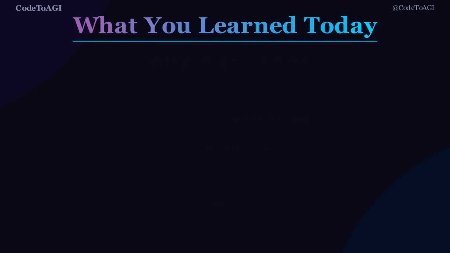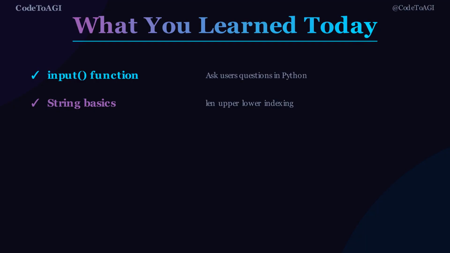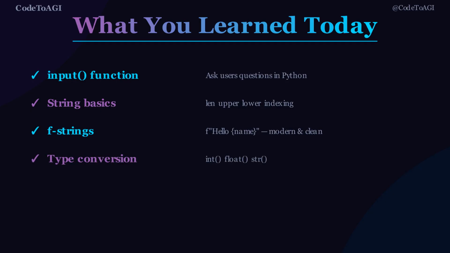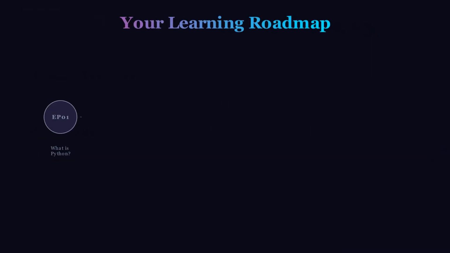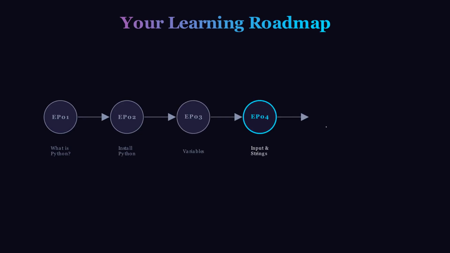Let us wrap up what you learned today. The input function lets Python ask users questions and store their answers. Strings have powerful built-in methods: len, upper, lower, and indexing. F-strings are the modern clean way to combine variables and text. Input always returns a string, so use int or float to convert when you need numbers. You also built a complete interactive greeting app from scratch.